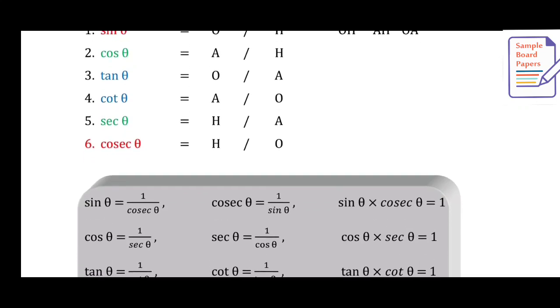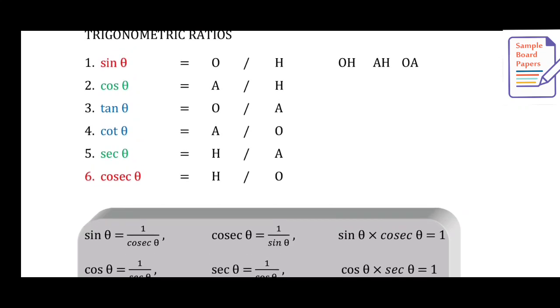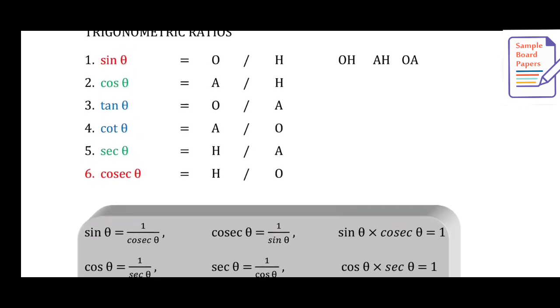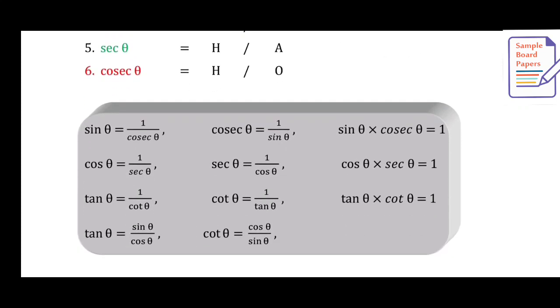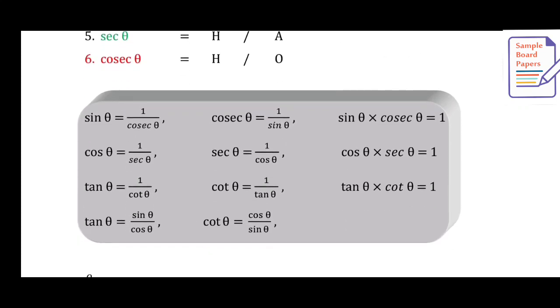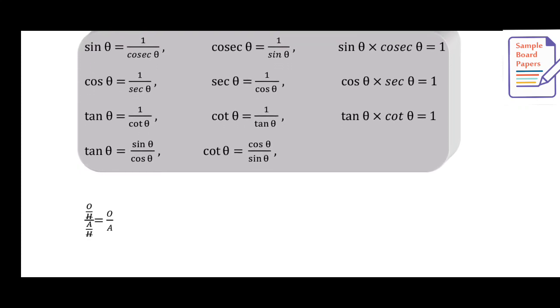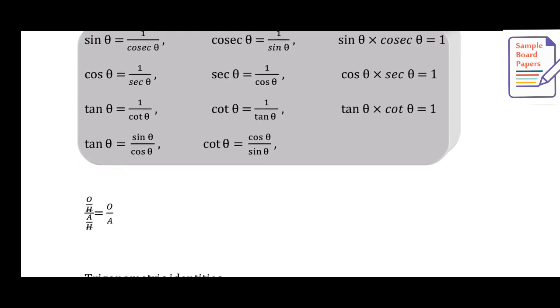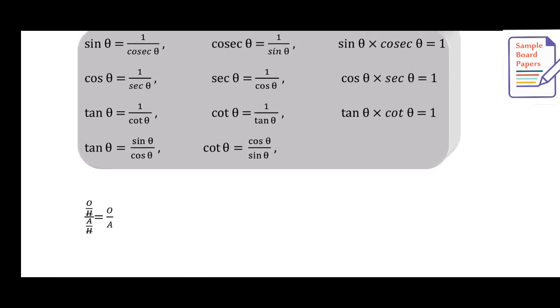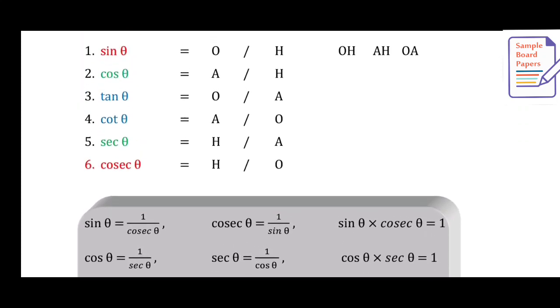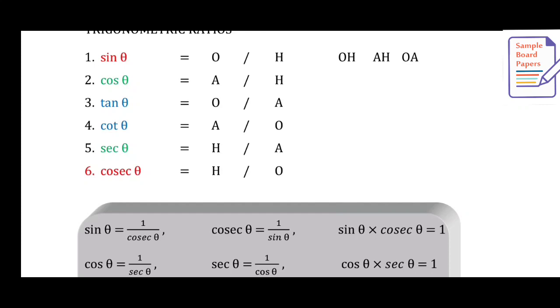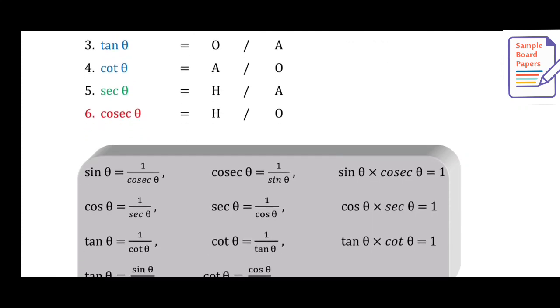Now one special formula is there, that is sine upon cos. If we are dividing the sine and cos ratios, that is O upon H and A upon H, we are getting tan theta. See, O upon H divided by A upon H. So H is the same, so it gets cancelled. What is left? O upon A, and O upon A is the formula of tan theta. So this formula is also very important.